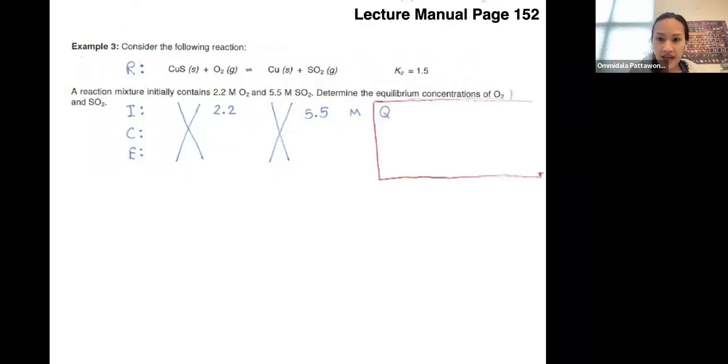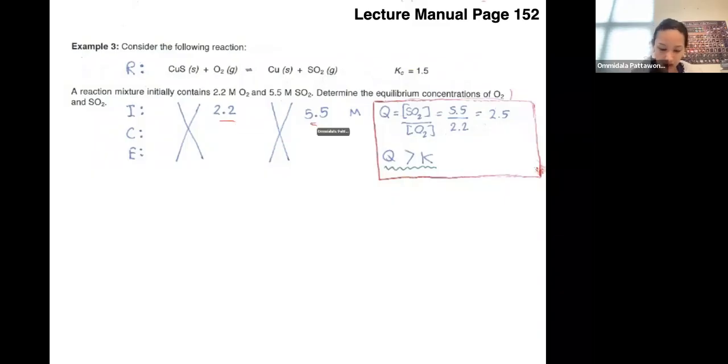In order to find Q, we are going to use the concentration of the product over reactant. The values that are given would be these two. We're going to find out at this point whether it's already at equilibrium or not. If you calculate this, the Q value comes out to be 2.5, which is greater than K. That tells us that at this point it's not at equilibrium yet, so the answer would not be 2.2 and 5.5.